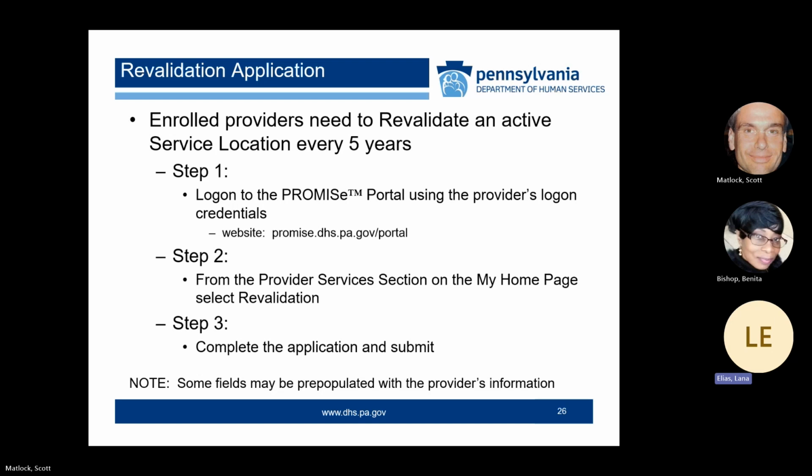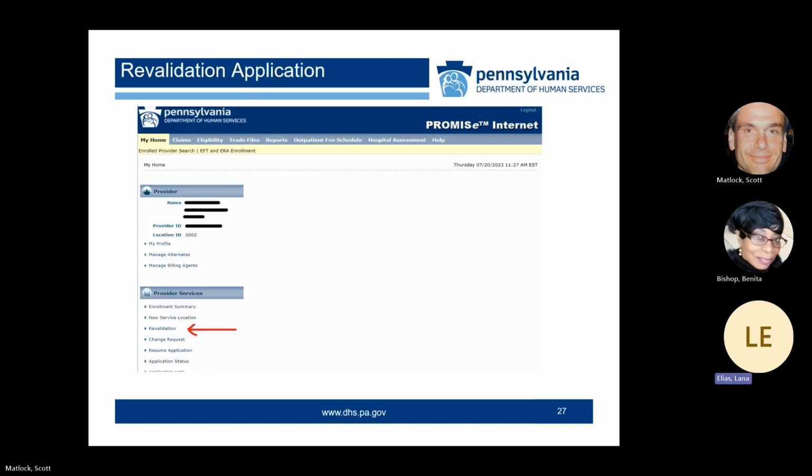Please note that some fields on the revalidation application may be pre-populated with the provider's information. Again, here is the My Home page of the Promise portal with an arrow pointing to the revalidation. Please note, if you're a provider and you do not submit a revalidation application prior to your revalidation expiration date, your service location would be closed.